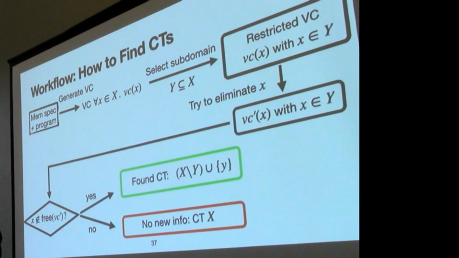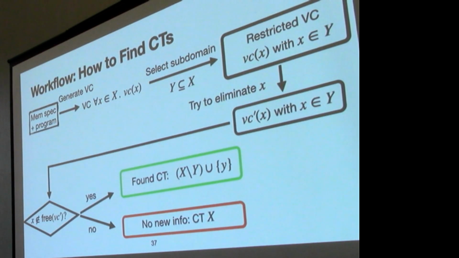So if it didn't work out, that means that we just don't have any new information. So that means that afterwards, when we carry out a memory safety proof, we have to consider the entire domain x. But if it did work out, it means that we just found a completeness threshold, so we can drop the subdomain y, replace it by an arbitrary representative from the subdomain, and that's all that we have to consider in a memory safety proof.